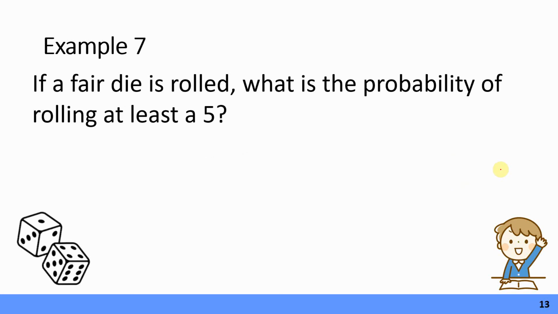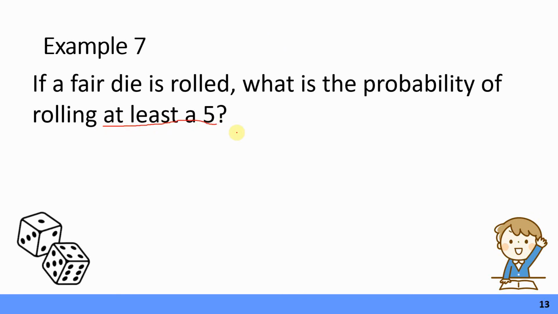Please do not get confused with this one. Read it slowly and see if you could understand what they're asking us for. So on this one, if a fair die is rolled, same thing. What is the probability of rolling at least a 5? Okay, so I'm going to read that again. What is the probability of rolling at least a 5? Make sure you read that through and understand what they're asking us. What does at least a 5 mean?